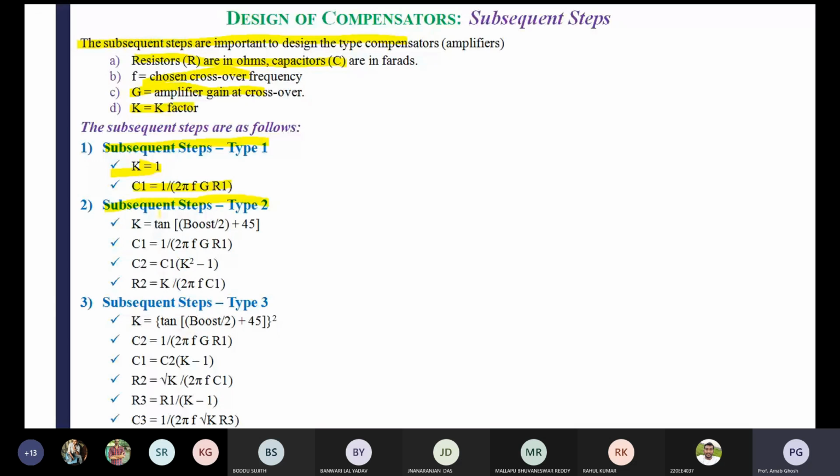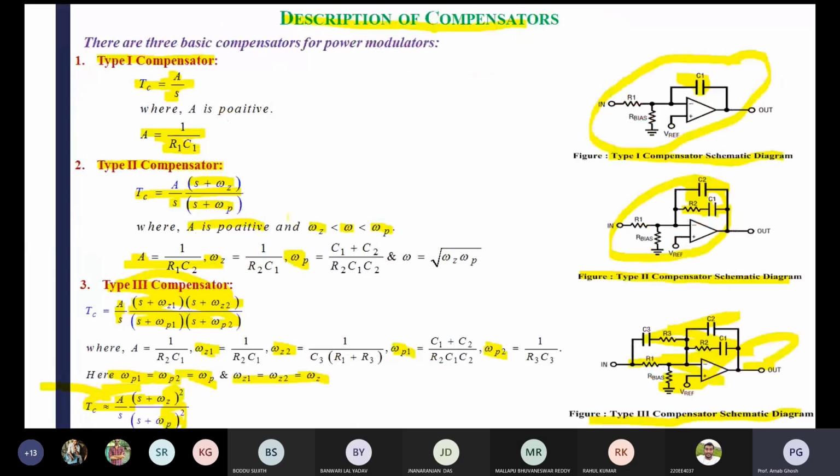The K values are already there. You know that the value of K equals tan of boost by 2 plus 45 degrees. Then what is the value of C1? C1, C2 and R2 are given, and from the figure you can also understand the values of C1, C2 and R2. If all those values are available, you can easily find out the transfer function of the type 2 compensator.